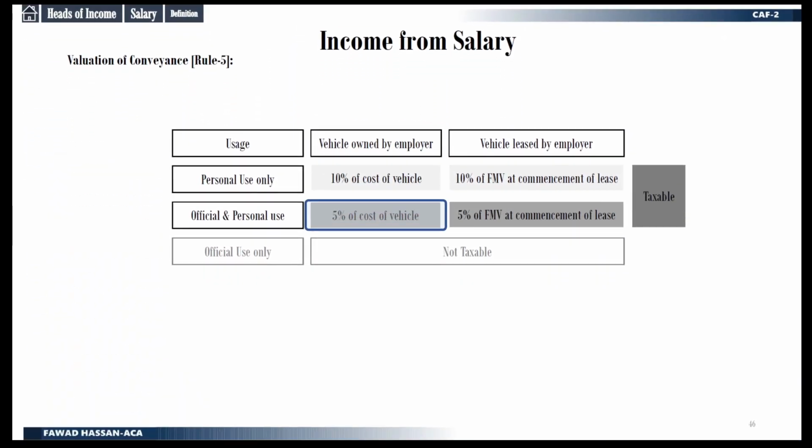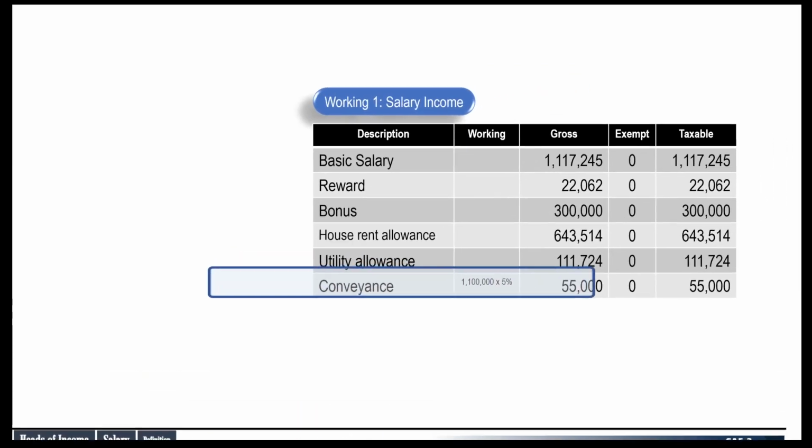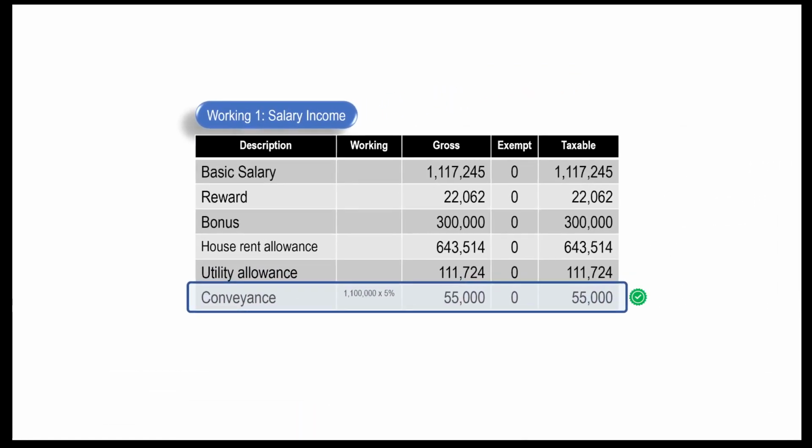Let's first see how to calculate value of this perquisite. Recall the relevant slide of notes. 5% of cost of vehicle will be included as salary income. Mention it in your working. Value comes to rupees 55,000.